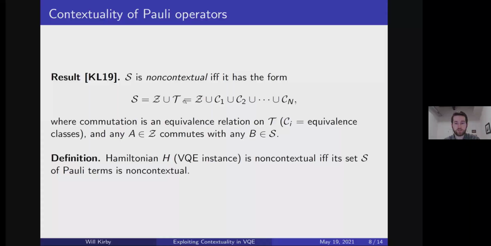And then in the remainder of S, which we call T, this script T, commutation is an equivalence relation, if and only if S is non-contextual. So as we heard shortly ago, commutation isn't an equivalence relation in general, but if it is on this particular subset, then we have non-contextuality. And we can let these C sub i's denote the equivalence classes of commutation within T. So Paulis in the same C sub i commute and Paulis in different C sub i's anti-commute. So the non-contextual sets of Pauli operators are exactly those with this form. And since S defines the set of measurements performed on the quantum computer in a VQE algorithm, we say that the VQE instance and the associated Hamiltonian are non-contextual if and only if S is non-contextual. So we apply the same criterion.